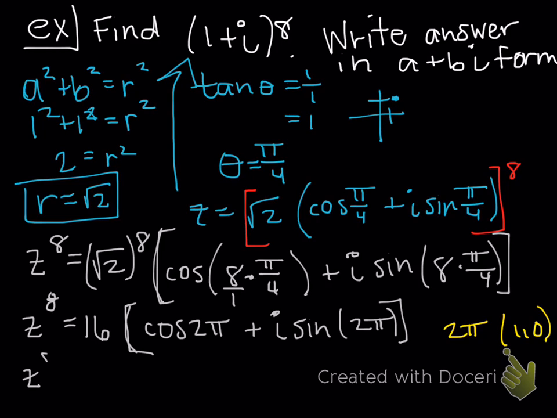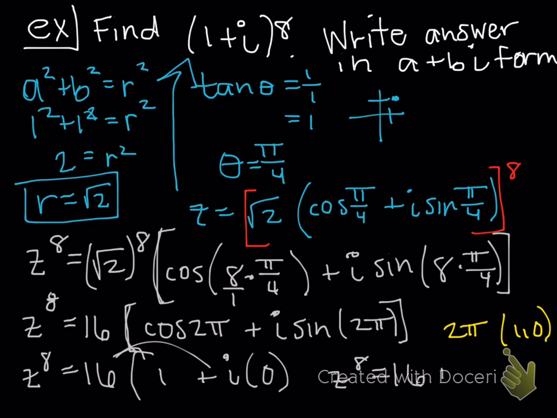So z to the 8th power, I have 16. Cosine of 2 pi is 1. Sine of 2 pi is 0. And then I distribute my 16. So z to the 8th equals 16 plus 0i. So technically you don't really need to write the 0i. You could just say 16. You don't technically need that. But that's all for today. So we'll pick up with that for tomorrow.